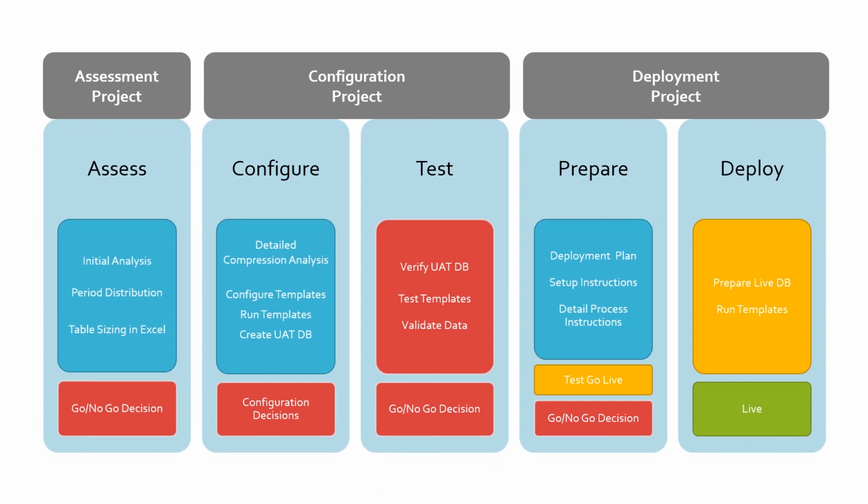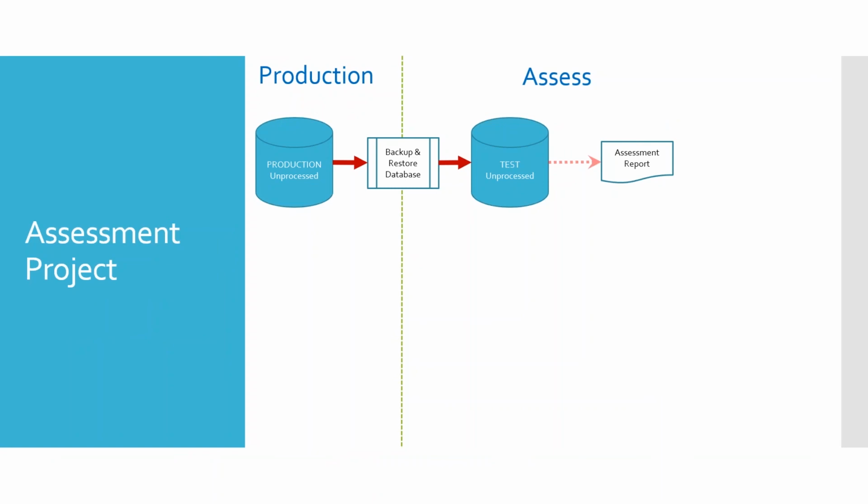Let's talk a little bit about each one of these three projects in a little bit more detail, in terms of what we do within each one of those. So that assessment project, the way it works is, again, you have a production database. You would back it up and restore it into a test database. You would provide us access to that test database, and from that, we would generate an assessment report, which basically talks about the possibilities of compression and how much you could gain in moving forward.